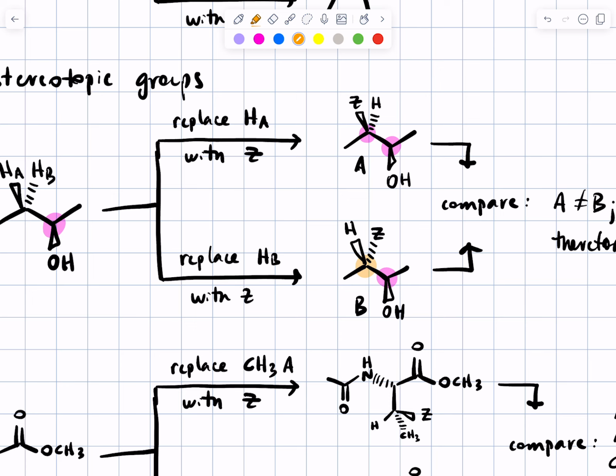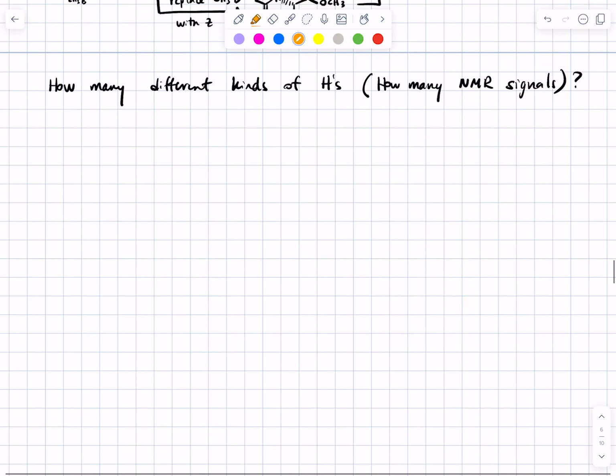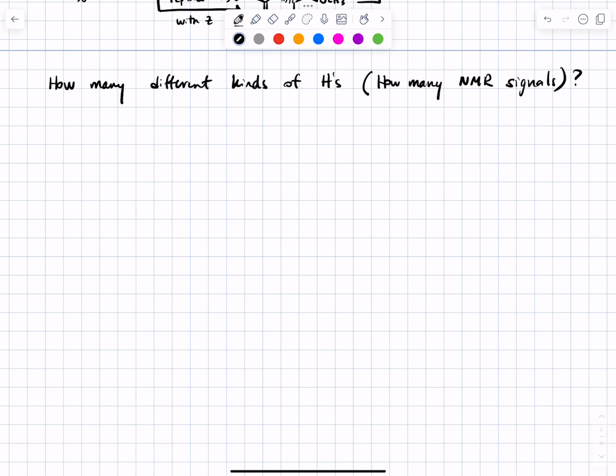All right. That's important because interpreting the NMR spectrum is much easier when you have realistic expectations. That is, when you know how many different kinds of protons a molecule has. So, now we're going to practice. How many kinds of different protons does a molecule have?